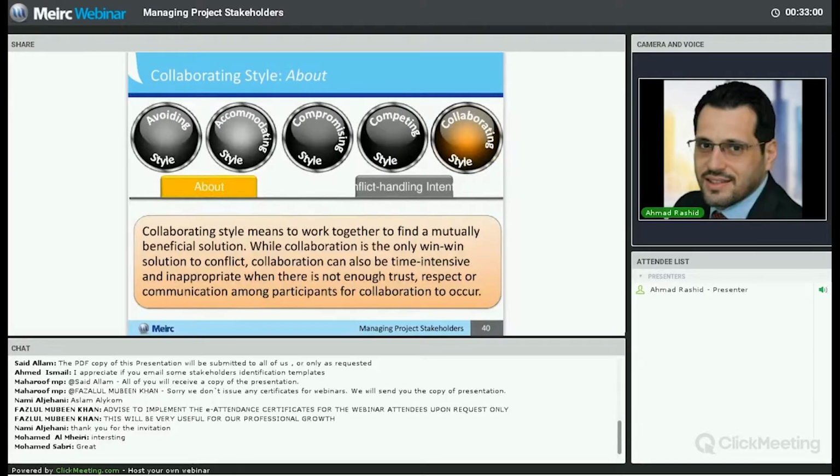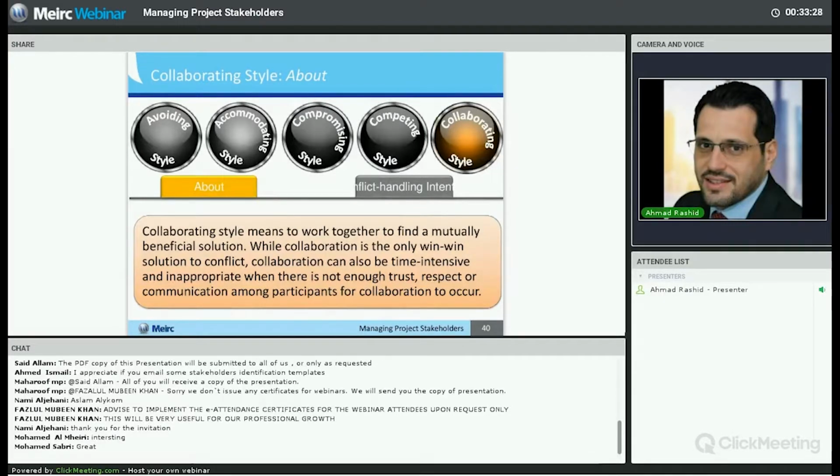Now, collaborating style means we are working together to find a mutually beneficial solution. So collaborating is basically not my way, not your way, it's our way. I want to win and I want my stakeholder to win. This is where we can find a solution that works for both of us, as stakeholders and project management team. This is where you ask for the other person's perspective and you understand them, you empathize with them, you sympathize with them. So once we find a common ground, we can work from there.